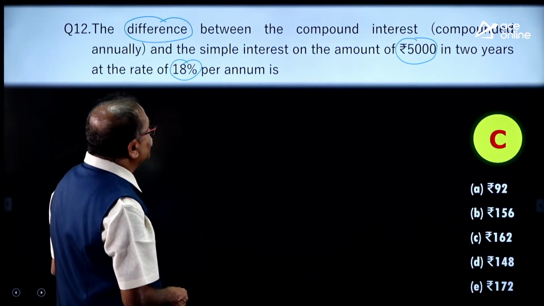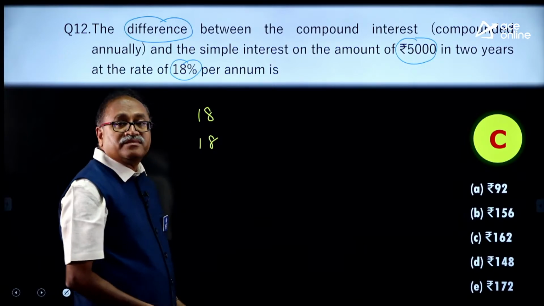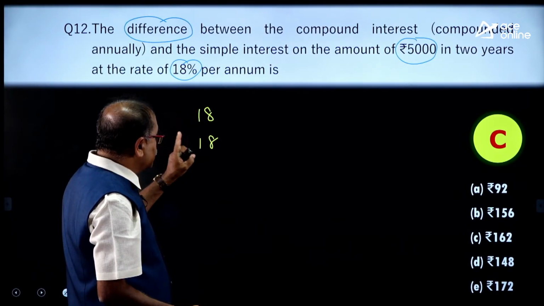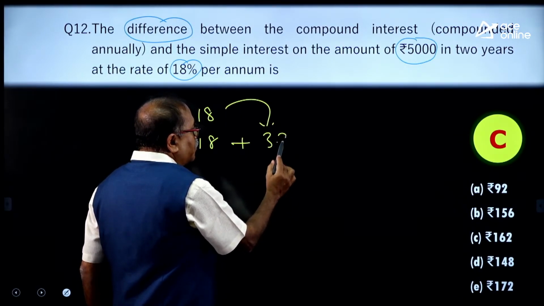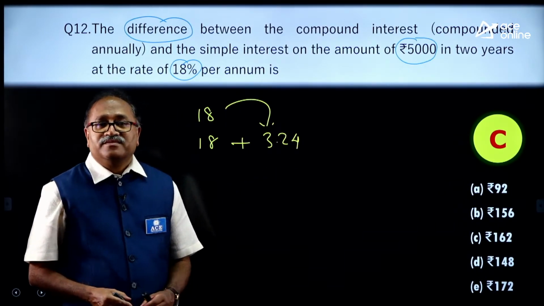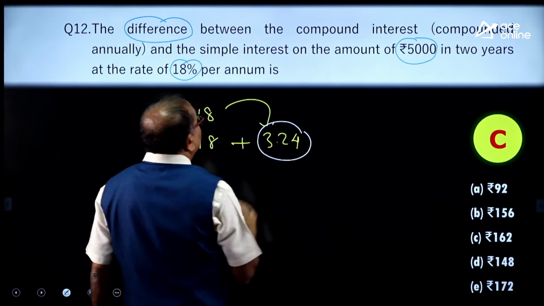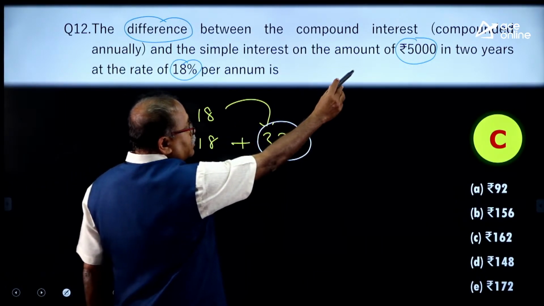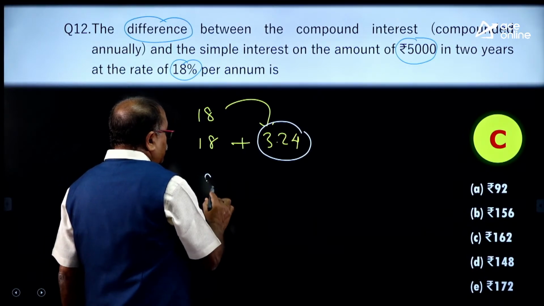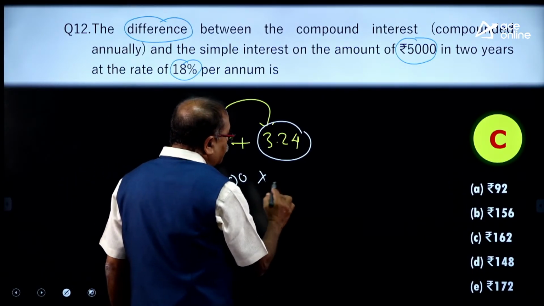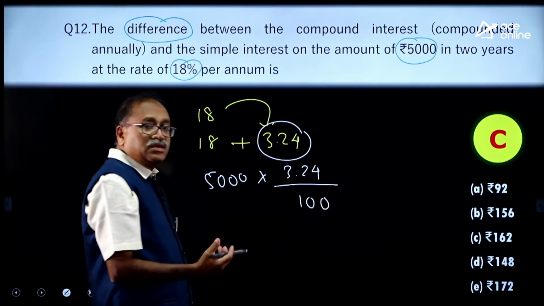If I go with the logical approach, the simple interest is 18% and 18%. The compound interest is also 18% plus 18% plus 18% of 18%, which is 3.24%. This is the difference between simple and compound interest. So, as we have the sum given over there, that is 5,000, I need to find out this percentage. Let us find out this 5,000 into 3.24 by 100, and the rest is a basic calculation.